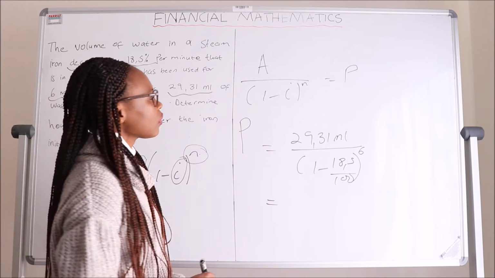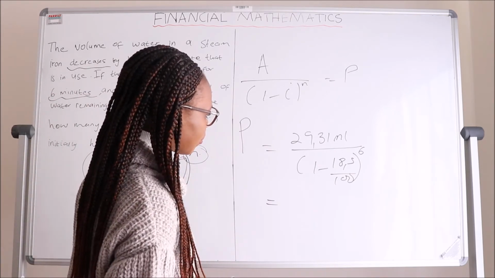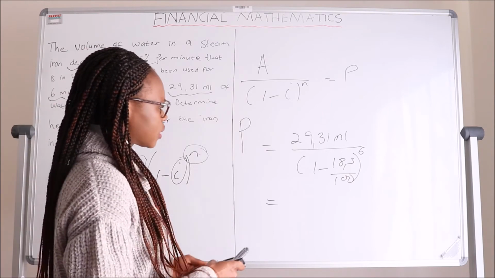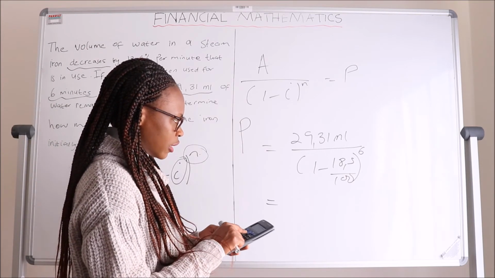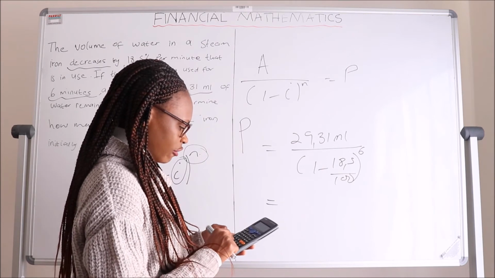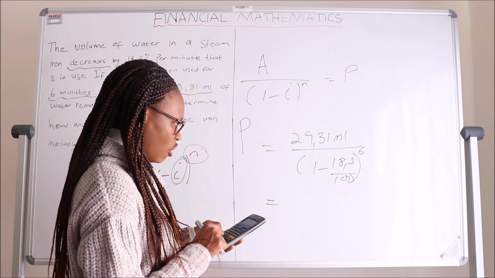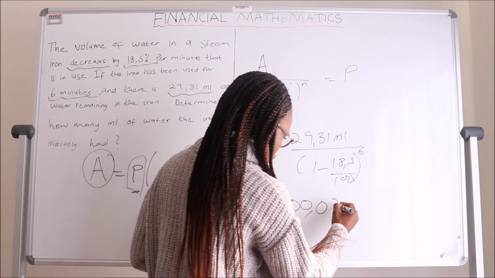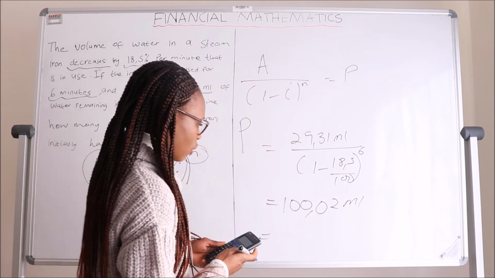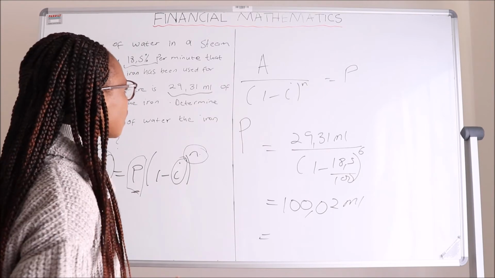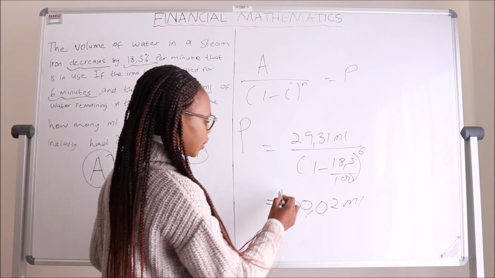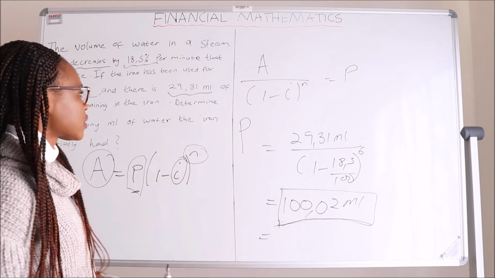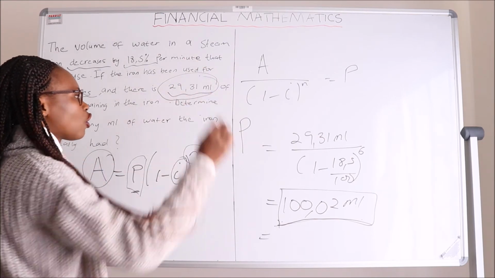With 29.31 divided by 1 minus 18.5% to an exponent of n, which is 6, we're going to have 100.02 millimeter. Now that we have 100.02 millimeter, we know that the iron initially had 100 millimeter inside. Then it reduced by 18.5% for 6 minutes, and it was only left with 29.31.